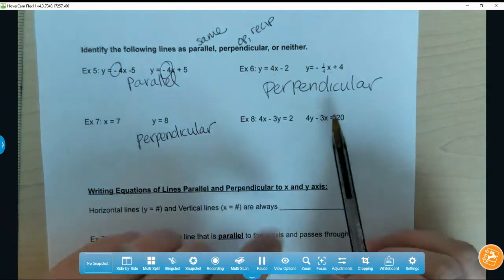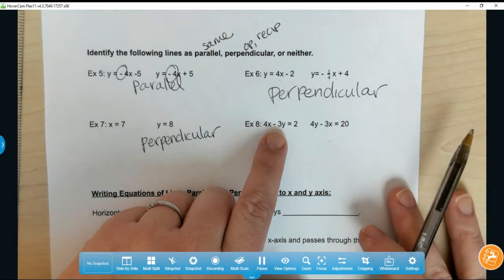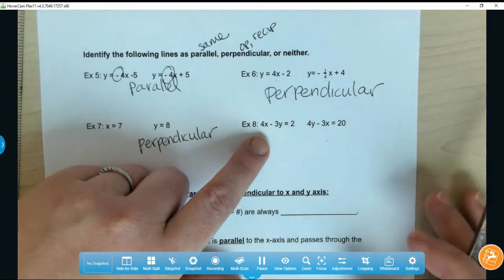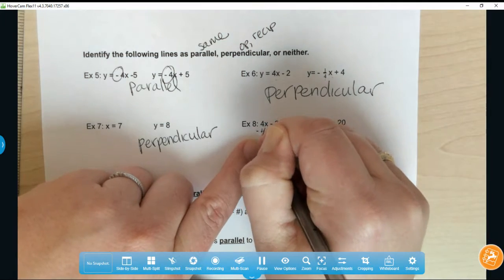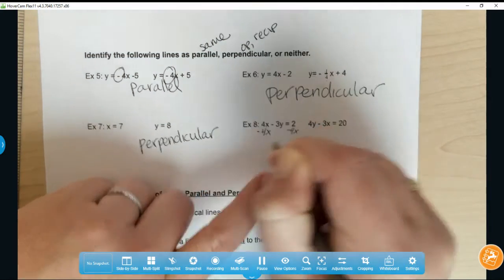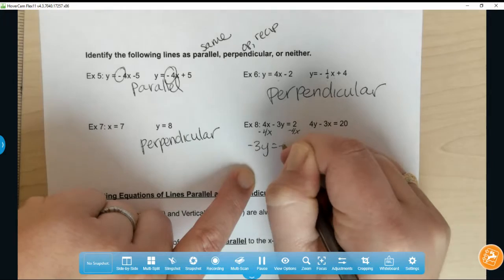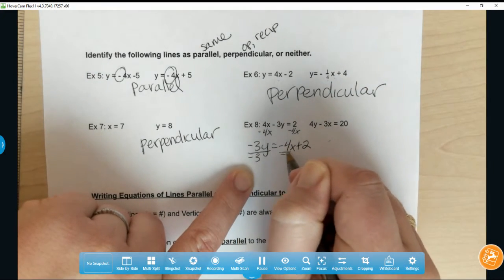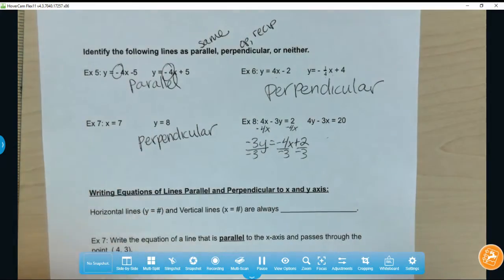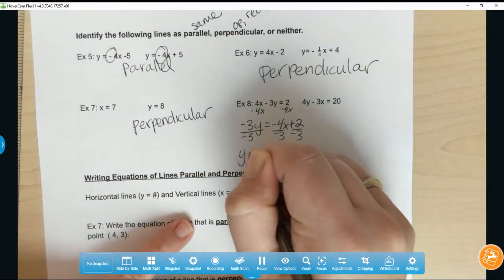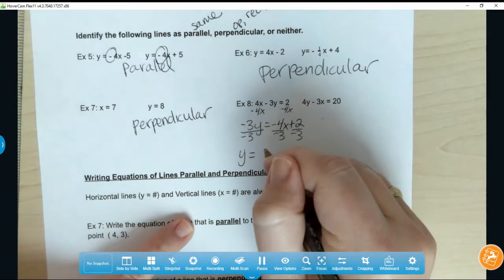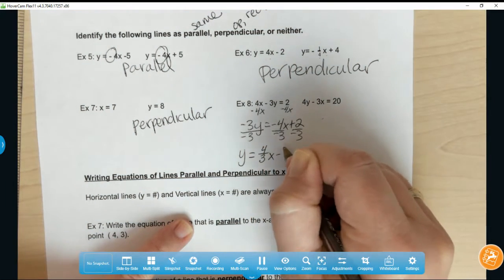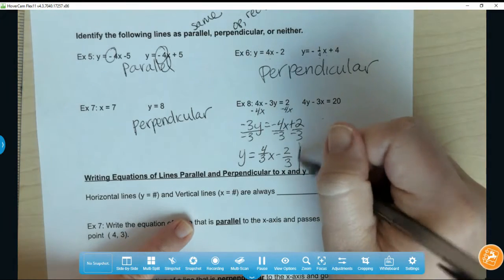And finally, this one is not set up as y equals mx plus b, so we are going to have to solve for y. So on this first one, I would subtract 4x and get -3y equals -4x plus 2. Divide both sides by -3. And remember, you have to go all the way through dividing by -3. Y equals a negative and a negative become positive. So 4/3 x minus 2/3. Can leave it like that.